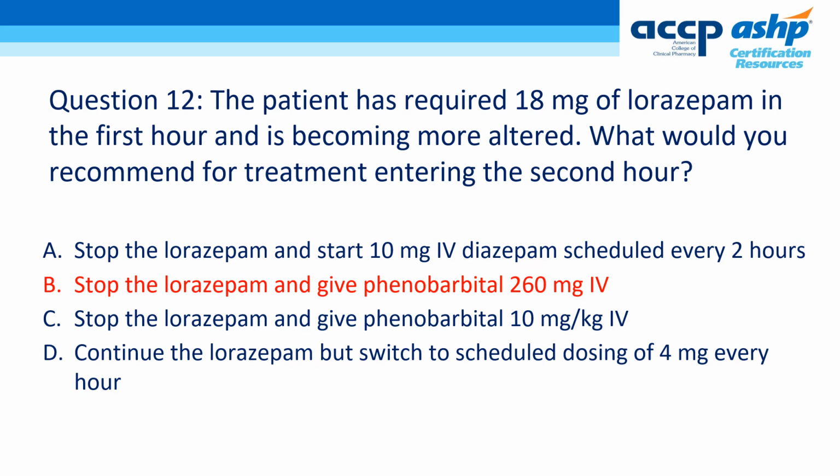The correct answer is B, stop the lorazepam and give phenobarbital 260 milligrams intravenously. The patient appears to be in benzodiazepine refractory withdrawal, so switching to phenobarbital is the most appropriate action. Answer B is best as the patient has already received a large dose of lorazepam, so giving a smaller phenobarbital bolus as compared to the 10 milligram per kilogram intravenous load is the safest option to decrease risk of unwanted CNS depression.